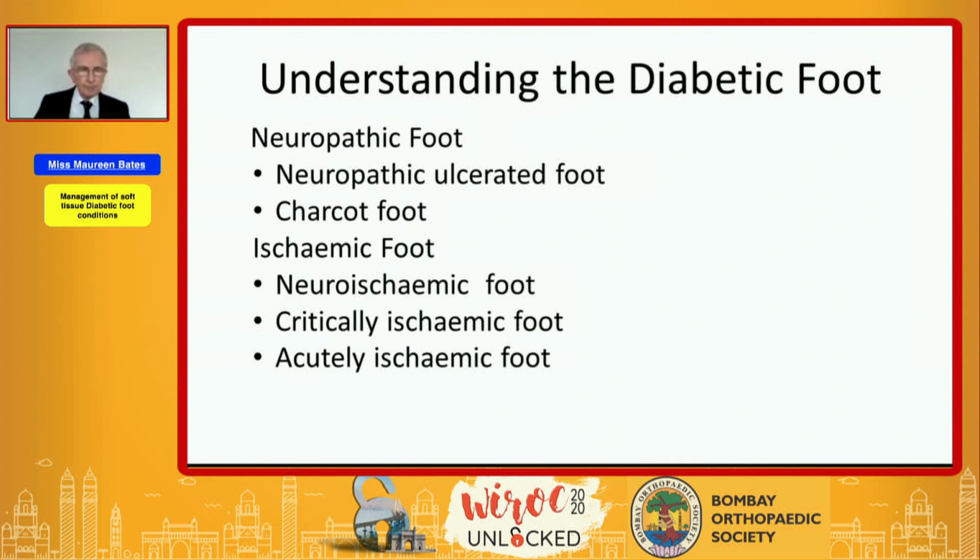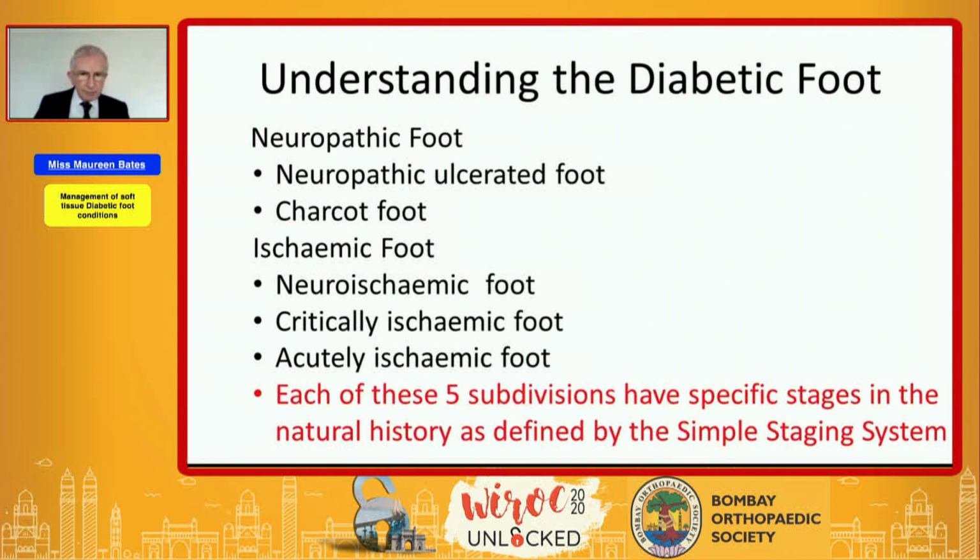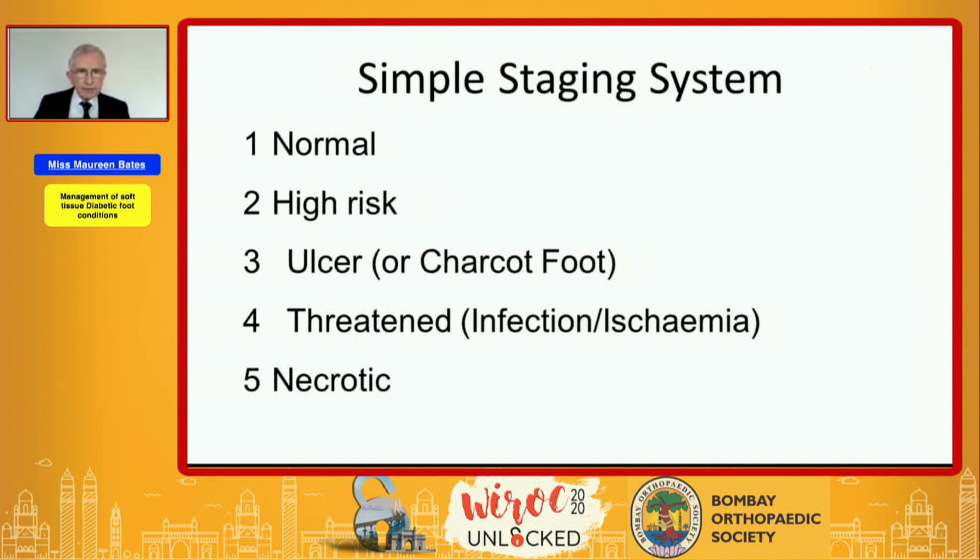ischemic foot. Each of these 5 subdivisions has specific stages in the natural history as defined by the simple staging system. This is a system that covers the whole natural history of the diabetic foot, going from normal to high risk, and then the development of the ulcer or Charcot foot. At stage 4, the foot is threatened, either by infection or ischemia or both. And finally, stage 5 is the necrotic stage, where there is a high risk of amputation.